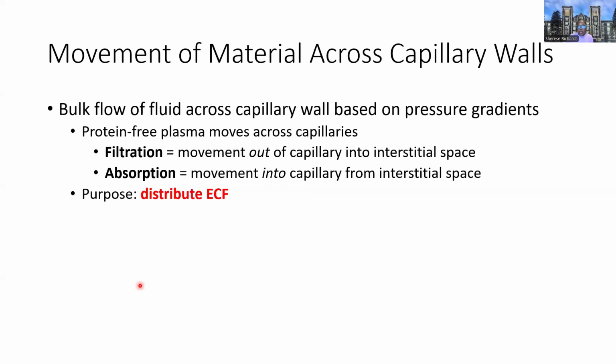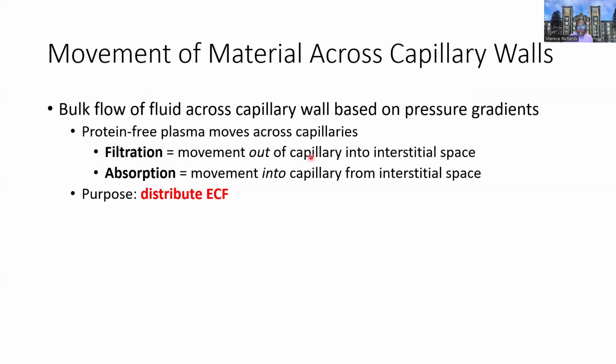Now, when you think about bulk flow of fluid across the capillary wall, it's based on gradients, right? We've described some of these gradients before. We want to have high pressure in one area, low pressure in another area. And so that creates a passive gradient where movement can happen naturally in terms of that flow. Protein-free plasma is what's really going to move across capillaries, right? The most abundant being continuous, and then the pores in those continuous capillaries not allowing proteins to pass through. So the plasma, excepting those larger proteins, is what is moving through.